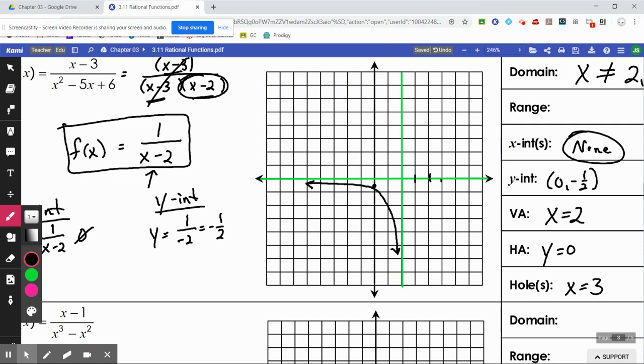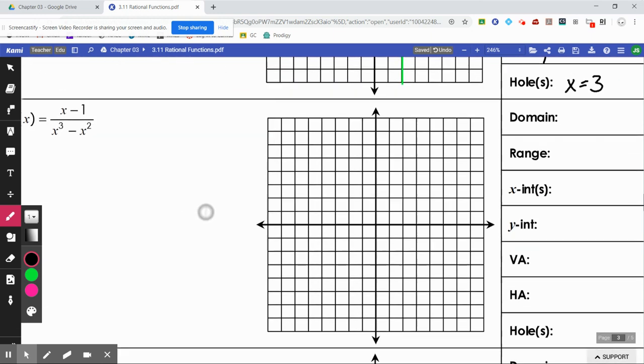Here's my function. When you find f of 3, you get, let's see, 1 over 3 minus 2 is 1. 1 over 1 is 1. So when you plug in 3, you get 1. So your graph is here. So again, you kind of know that it's going to follow these asymptote lines. So it's going to look something like this. Okay, the next one.